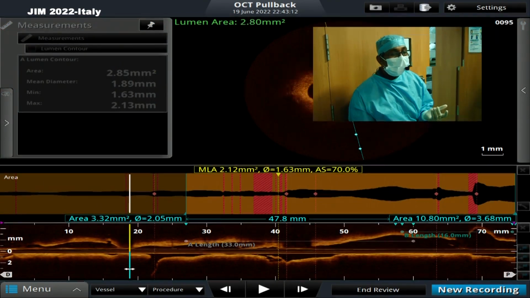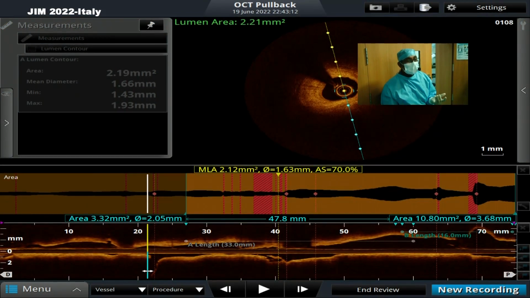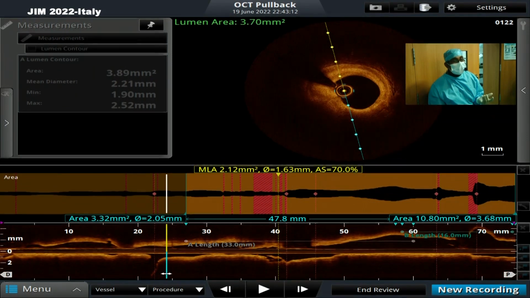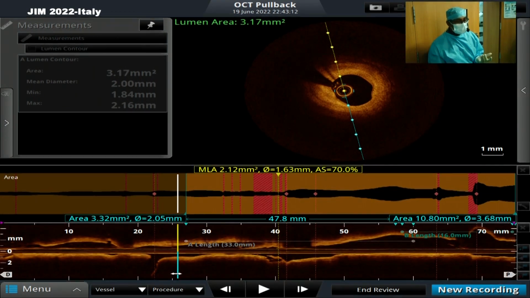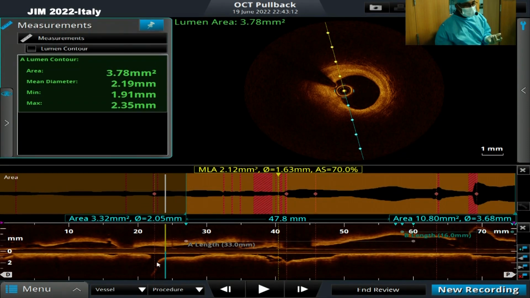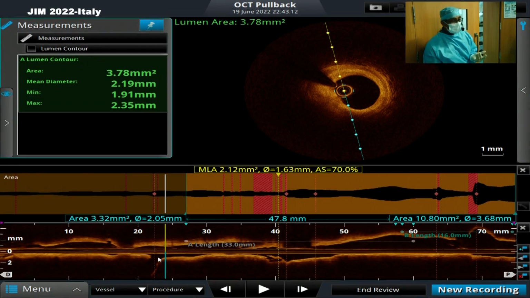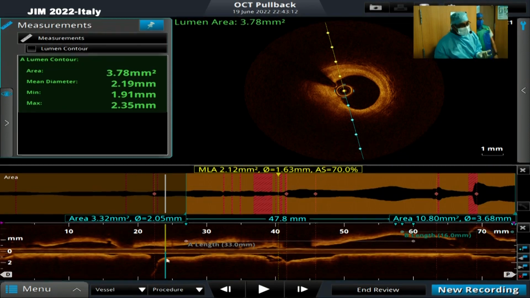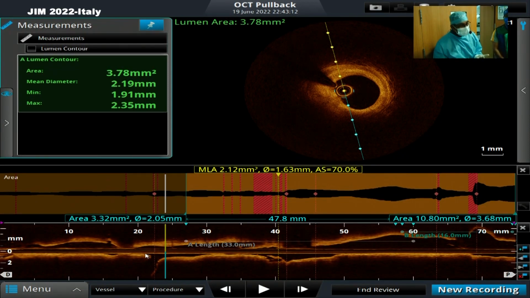And as we come more proximally, you could see that there are areas of significant neo-intimal hyperplasia, and that's the diagonal branch. If you look at this particular diagonal branch, the ostium of the diagonal branch looks good. The angle of the diagonal branch also looks good.